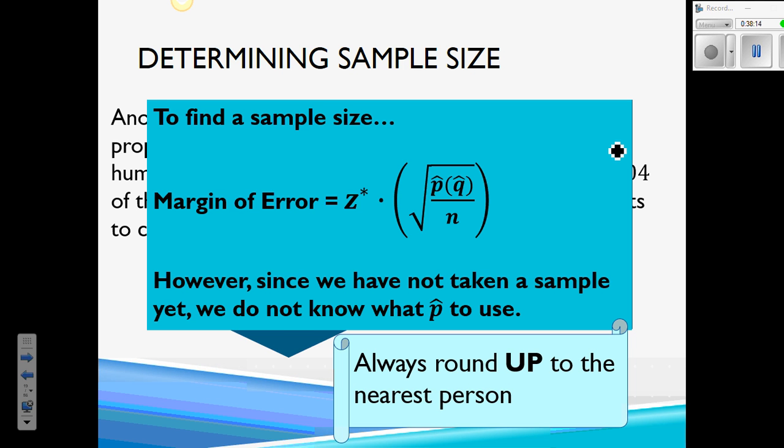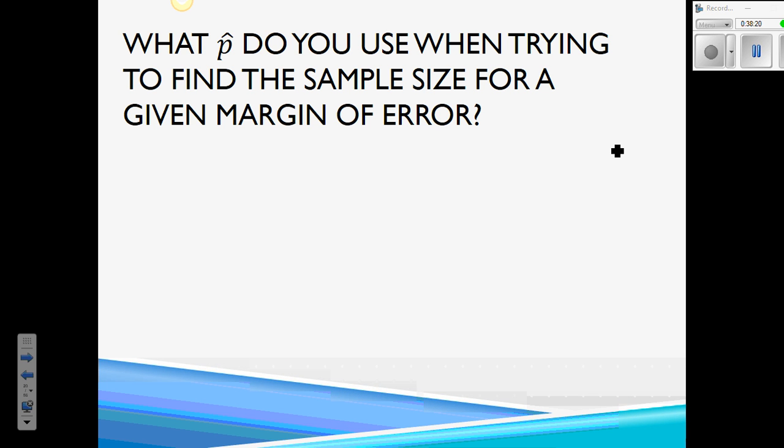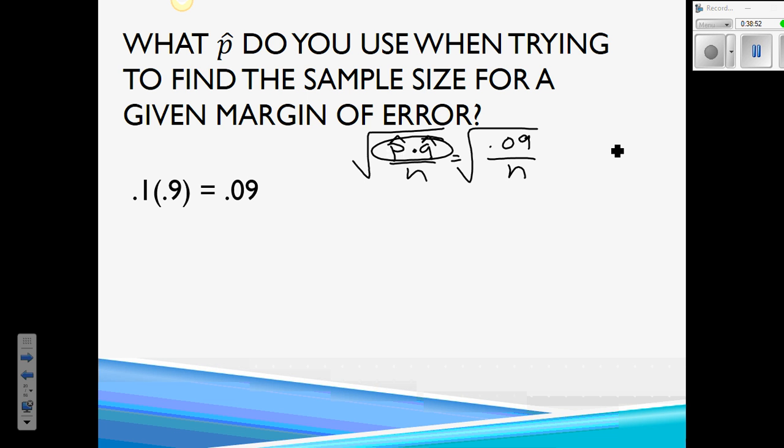Okay. You guys ready to talk about how we're going to determine what p hat we're going to use? That's pretty important. So what p hat do you use when trying to find the sample size for a given margin of error? Okay. So if we were to choose p hat to be like 0.1, q hat would be 0.9, which would give you 0.09 when you multiply them. What I'm referring to is inside this square root, p hat q hat over n. We're talking about these two values, and when you multiply them, you're going to get 0.09 over n if you use p hat to be 0.1 and q hat to be 0.9.